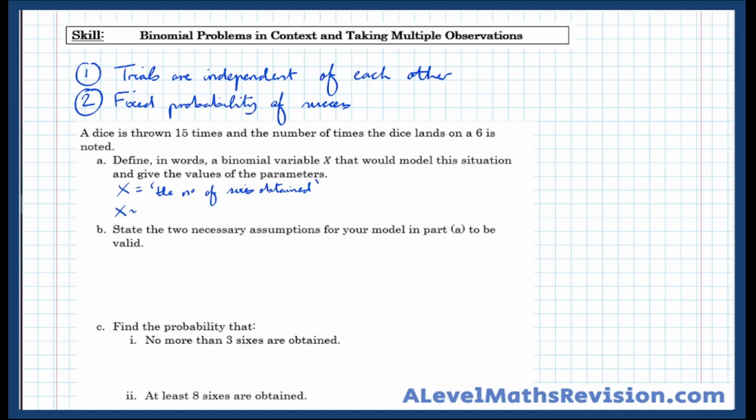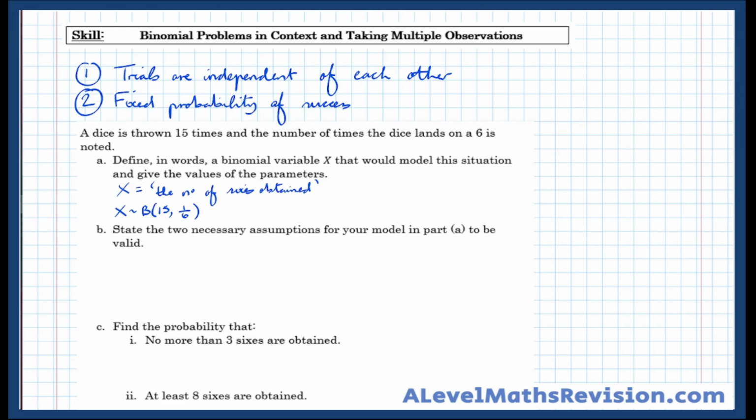And give the values of the parameters. Well, the best way to do that, X ~ B, and the first parameter is 15 because it's thrown 15 times, and the second parameter is 1/6 because that's the probability of winning each time, and a win is whatever we're counting. So in this case, a win would be a 6. So that's the binomial variable defined in words, and then the parameters given.